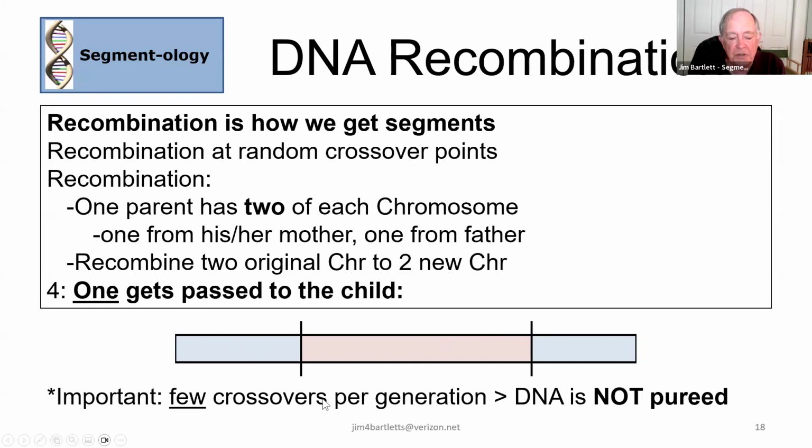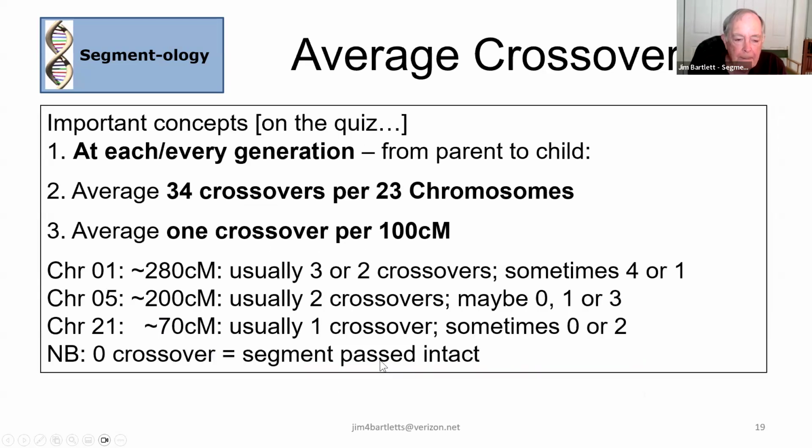Okay, so there are few crossovers per generation. And I'll talk more about this in a second. The point is that it's not pureed. They don't put all of your DNA in a blender, grind it all up and spit it out into little bitty pieces. It comes to you in big chunks, okay? Some people think that it is pureed and you get exactly half. You don't get exactly half. Those crossover points are random.